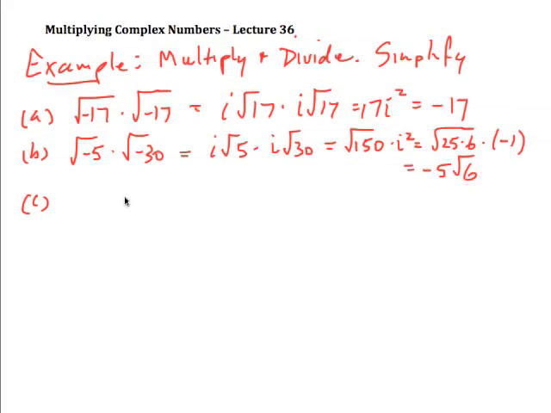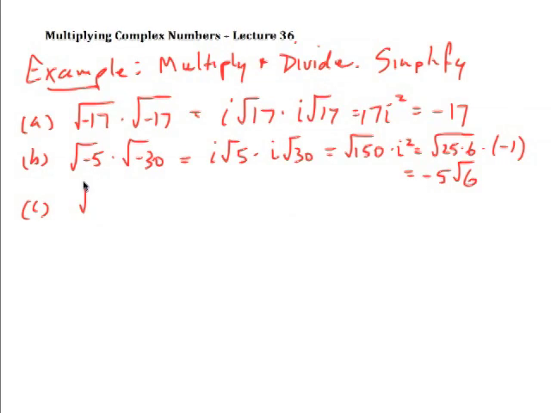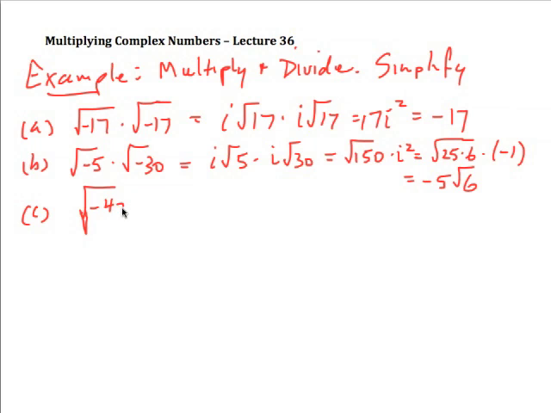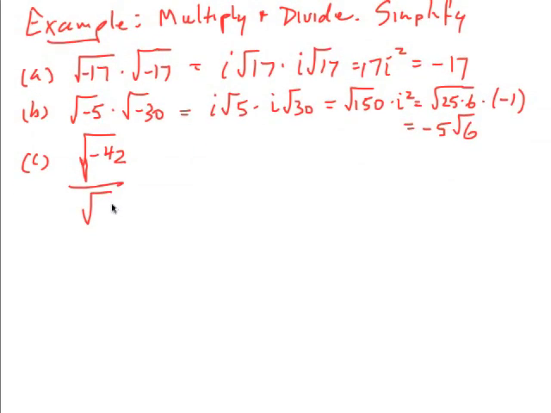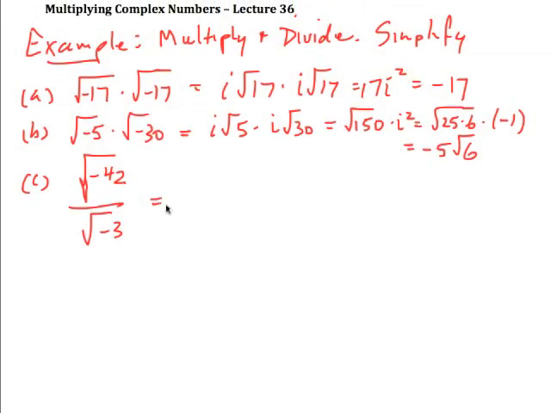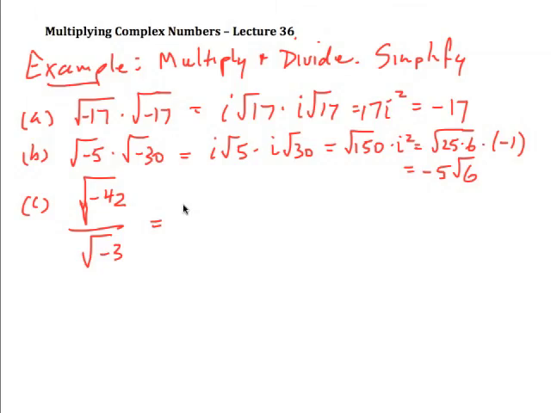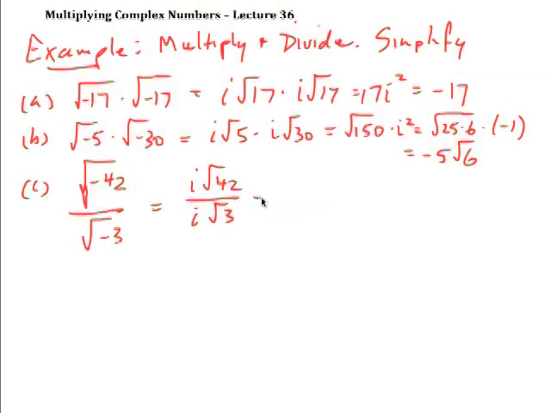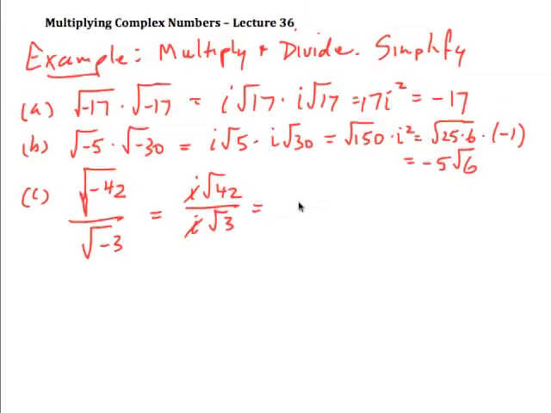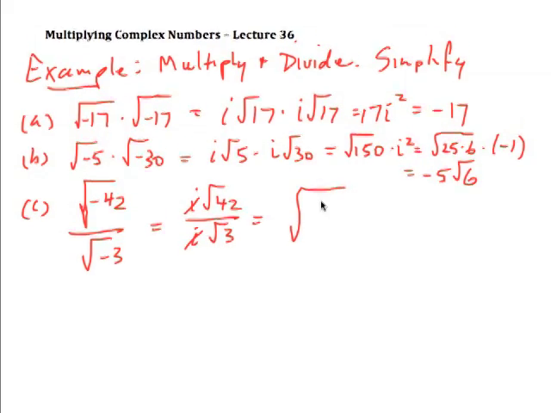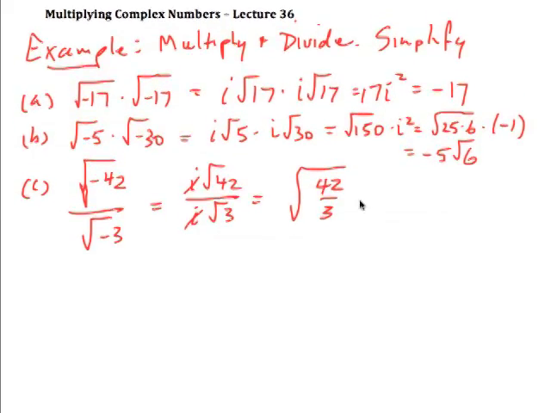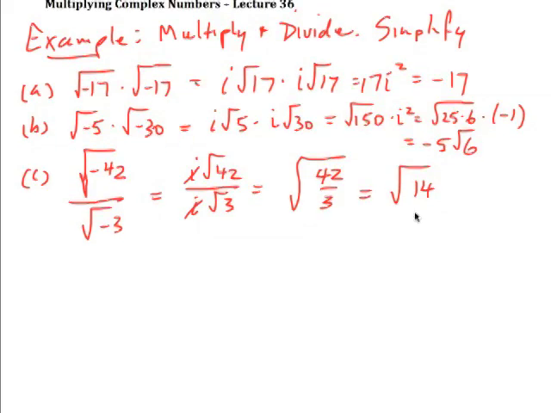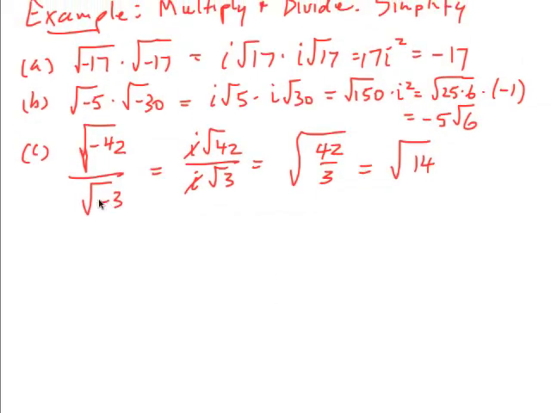Now let's do a simple division. Let's suppose that we have the square root of negative 42 over the square root of negative 3. So this would be, of course, i square root 42 over i square root 3. The i's cancel, so we end up with the square root of 42 over 3. We can do that with our real numbers, so this will be the square root of 14, and that's our answer.